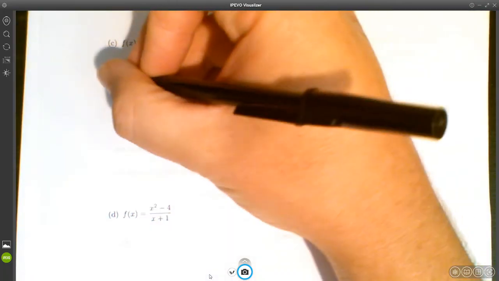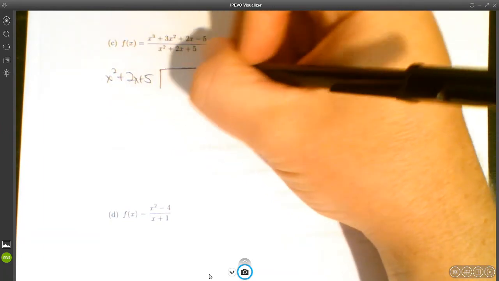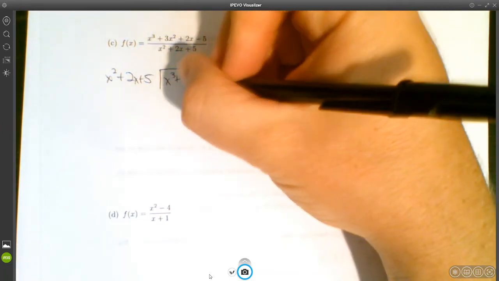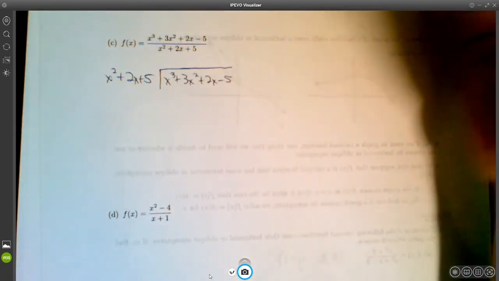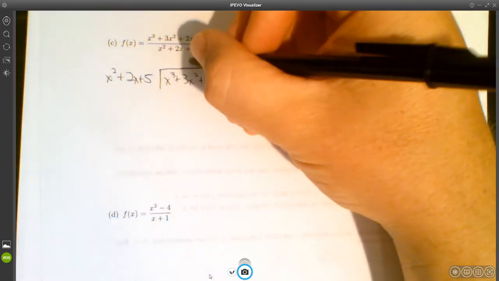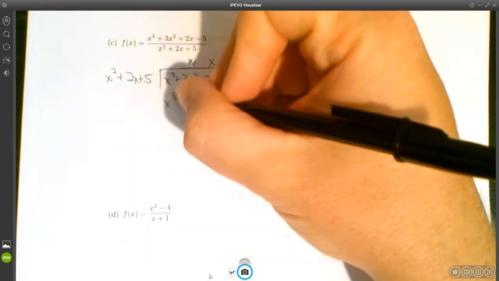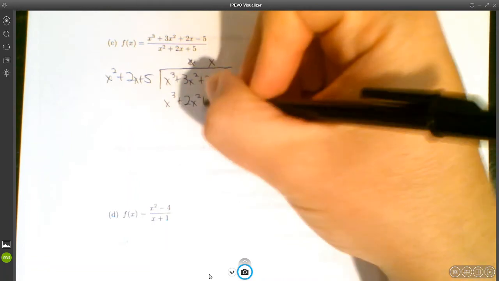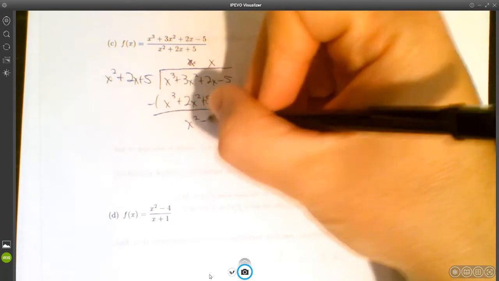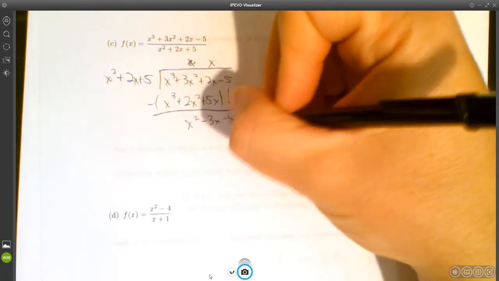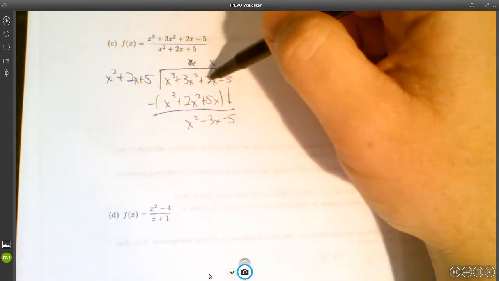So let's do x squared plus 2x plus 5 into x cubed plus 3x squared plus 2x minus 5. x squared is going to go into x cubed x times, right? We get x cubed plus 2x squared plus 5x. And then we're going to subtract: x squared minus 3x and bring down the 5, negative 5. Did I do that right? 2x minus 5, yeah, negative 3x.